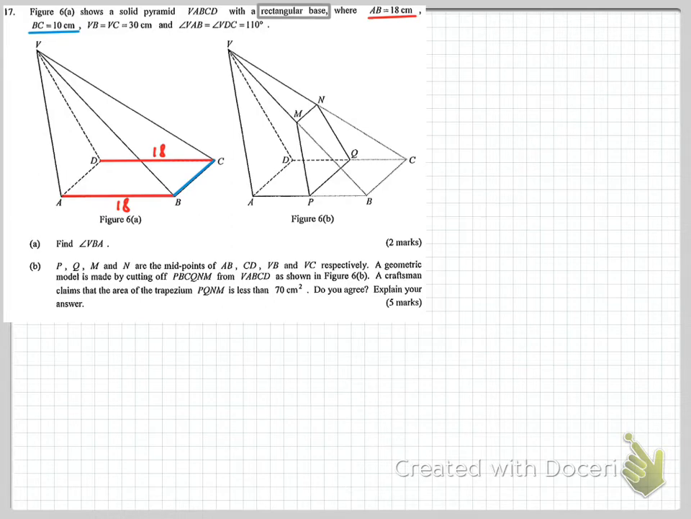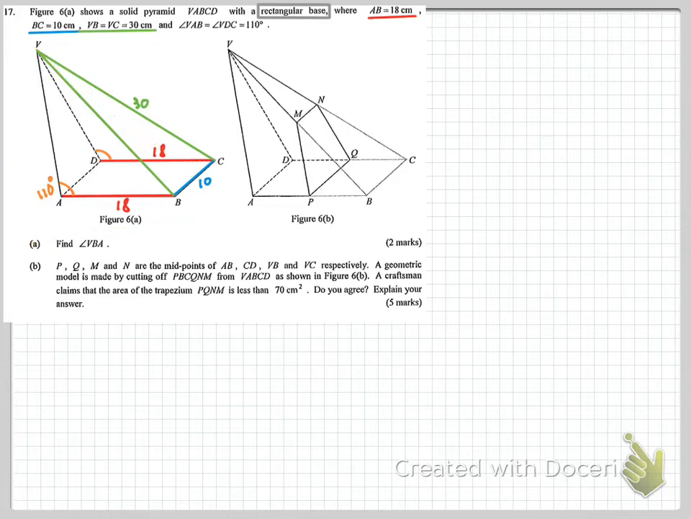We have VB and VC. They are 30. So this is VB, and this is VC. In green, they are 30 cm. In red, 18. In blue, 10, all right. Now, in addition, we know that the angle VAB is 110 degrees, and also the same for angle VDC. So this VAB is 110 degrees, and so is VDC. You see this figure is left-right symmetric. You can have a mirror in between and the whole thing is left-right symmetric, okay?